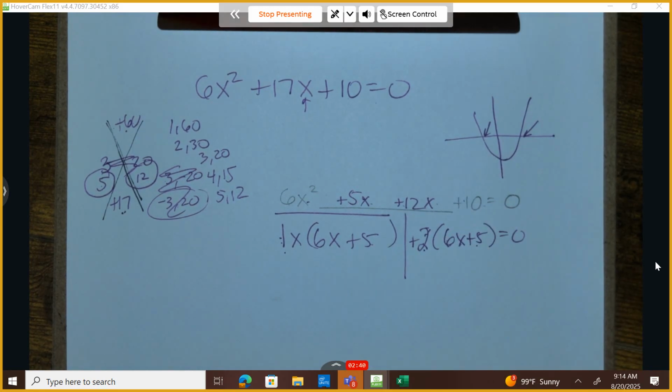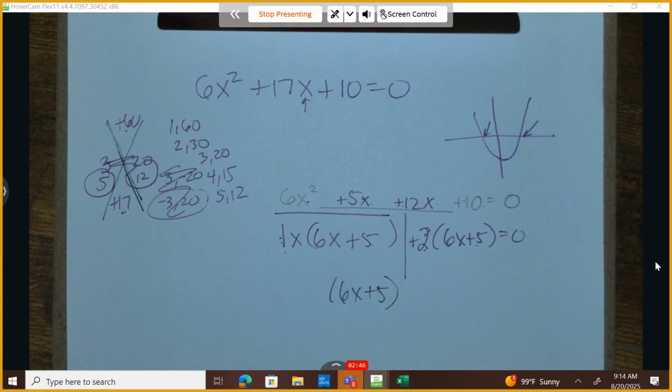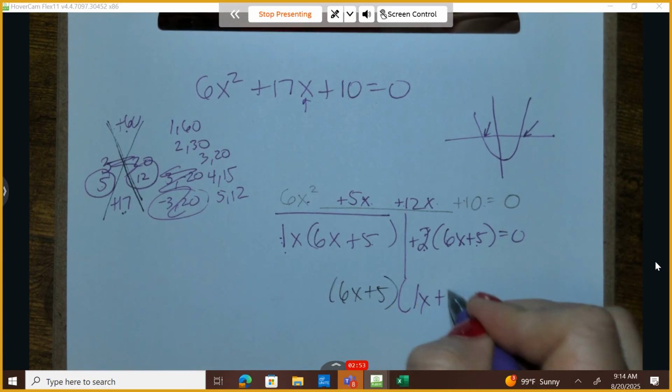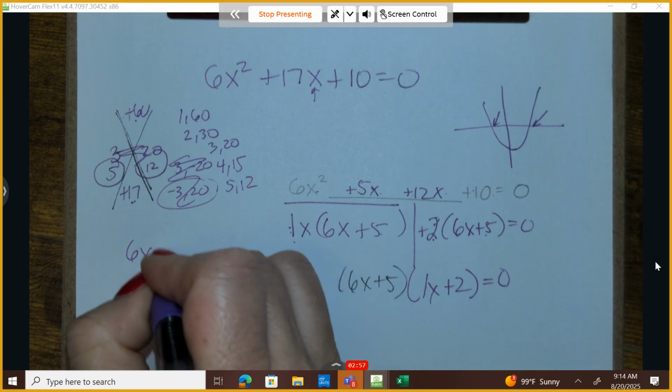Now there's a left side and a right side to this. Okay, this looks good. Notice they both have the 6x plus 5. I write it down only one time. Then I ask myself, what's in front of the first? 1x. What's in front of the second? A positive 2. And I set both of these equal to 0, and I solve.